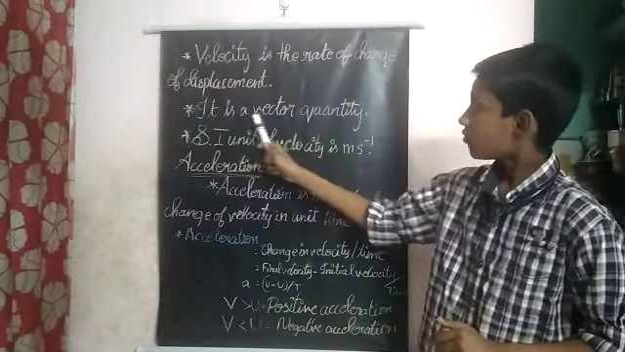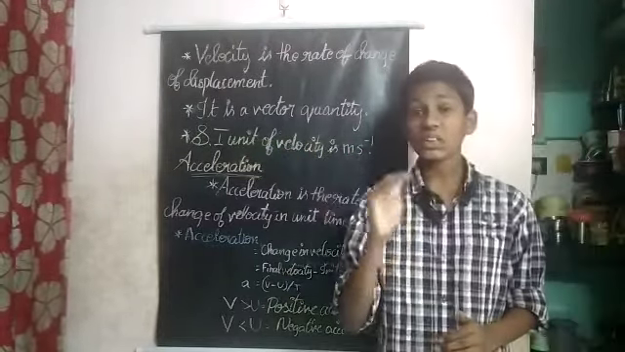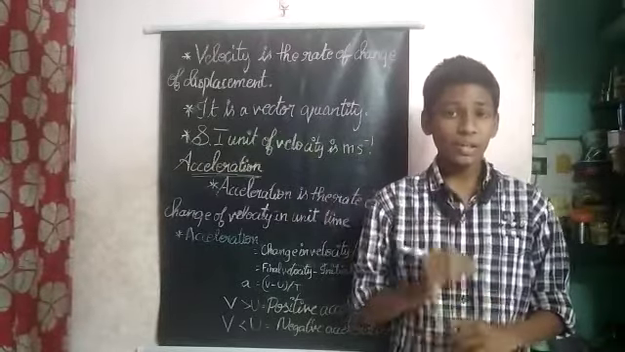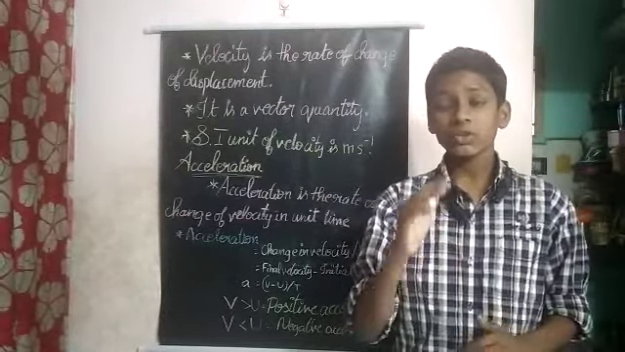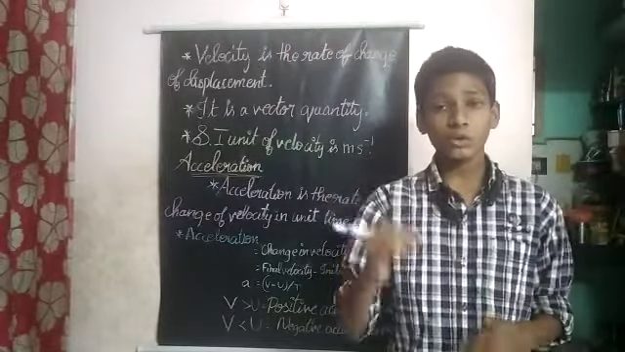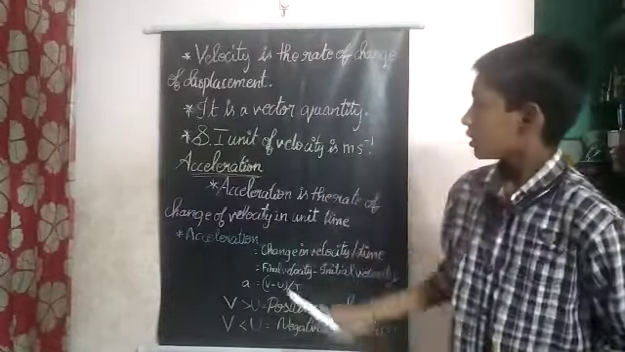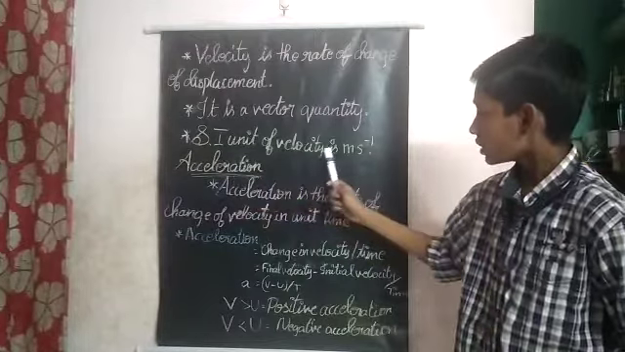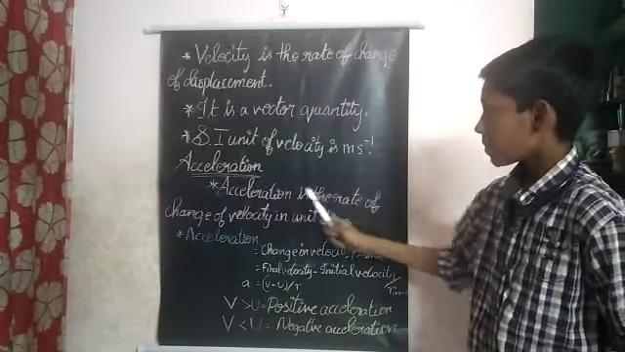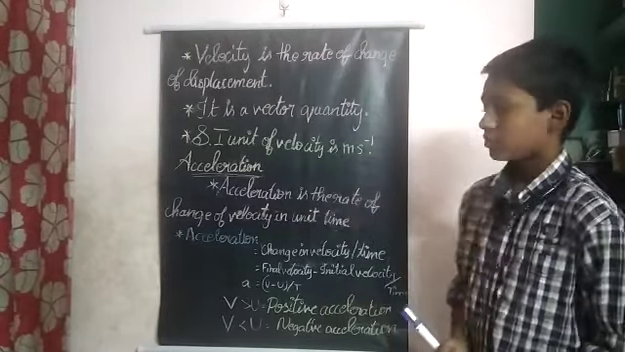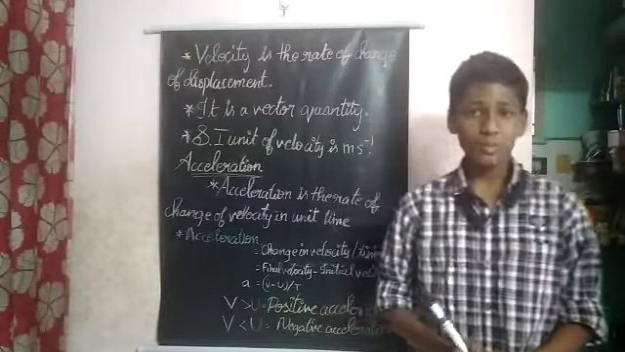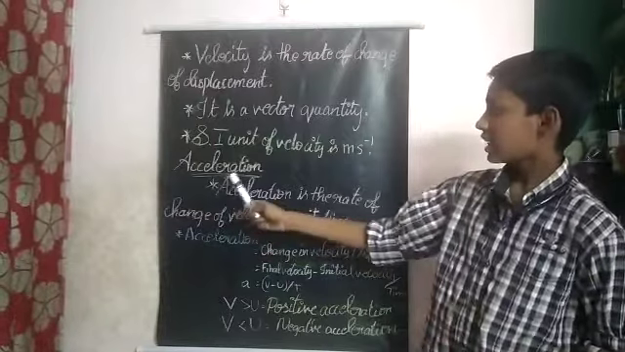Velocity is a vector quantity, because displacement is a vector quantity. So velocity is also a vector quantity. The SI unit of velocity is m s^-1. This is velocity. Now we can see about acceleration.